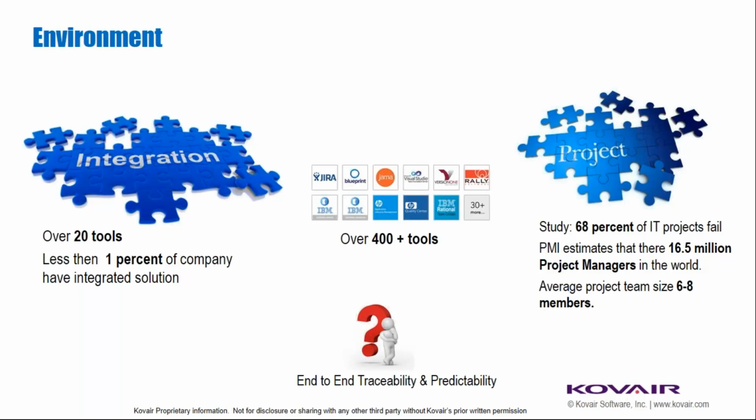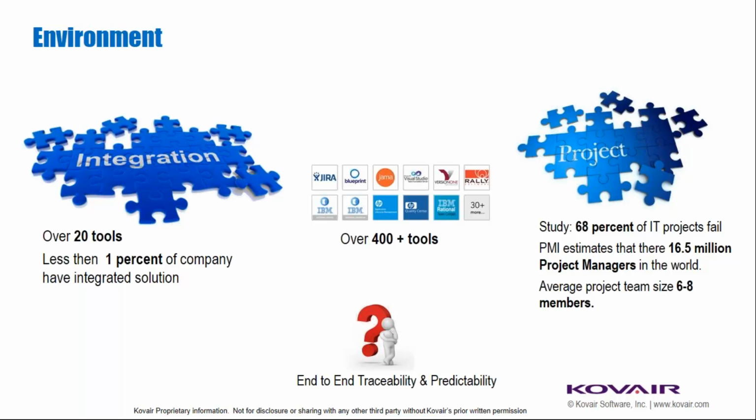Either the project is not going on time, or projects are delayed, and we do not have clear visibility of the projects. Because of that, either the company makes more investment in the projects, or scope is reduced, or it takes a longer time. So keep all of that in mind: a project manager managing 20-odd tools for a given project does not have end-to-end traceability and predictability.